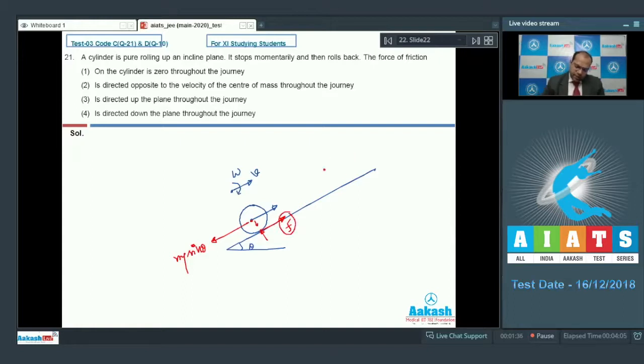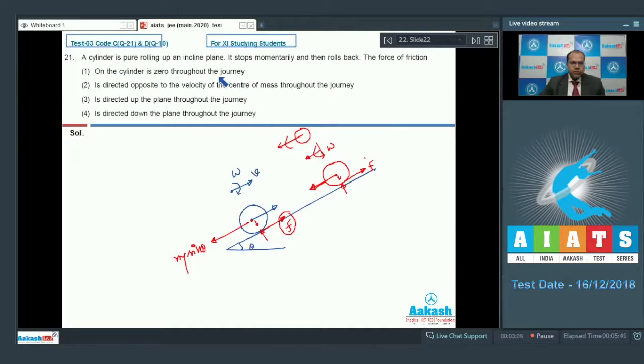At the moment when it's momentarily stopped, if I draw the free body diagram at this point, then mg sin theta is acting in this direction, mg cos theta is acting in this direction, normal is acting in this direction. Momentarily the net velocity of this point is zero, and thereafter, due to mg sin theta, it starts getting velocity in this direction. In order to make a perfect rolling, the static friction still acts in the upward direction. Due to this, it also gains angular velocity in this direction, and it makes a perfect rolling in this direction. So if I analyze the options, the force of friction on the cylinder is zero throughout the journey.